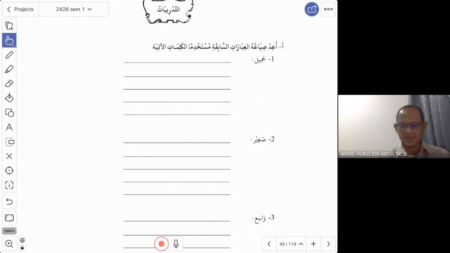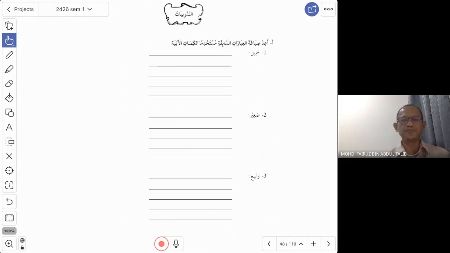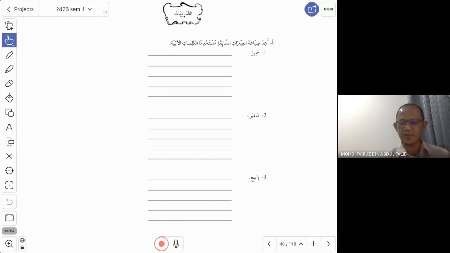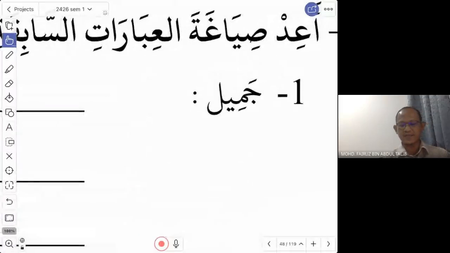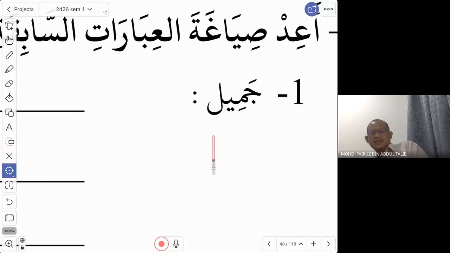So how do you change these three words to more beautiful or the most beautiful? Saghir, small, smaller or smallest. Wasi, wide, widest. How do you change that word? Okay. So before we write the sentences, let us try forming the word. What is the isim tafdil for the word jamil? Yes. Who wants to try this?